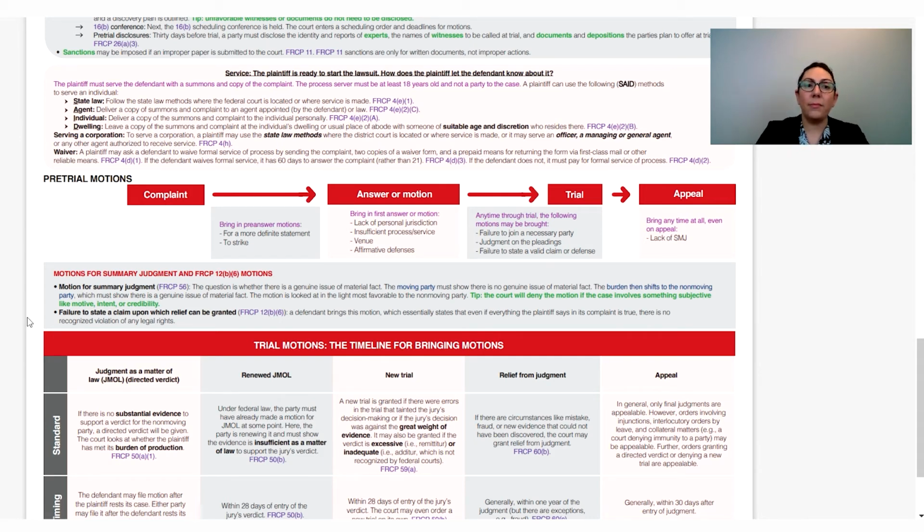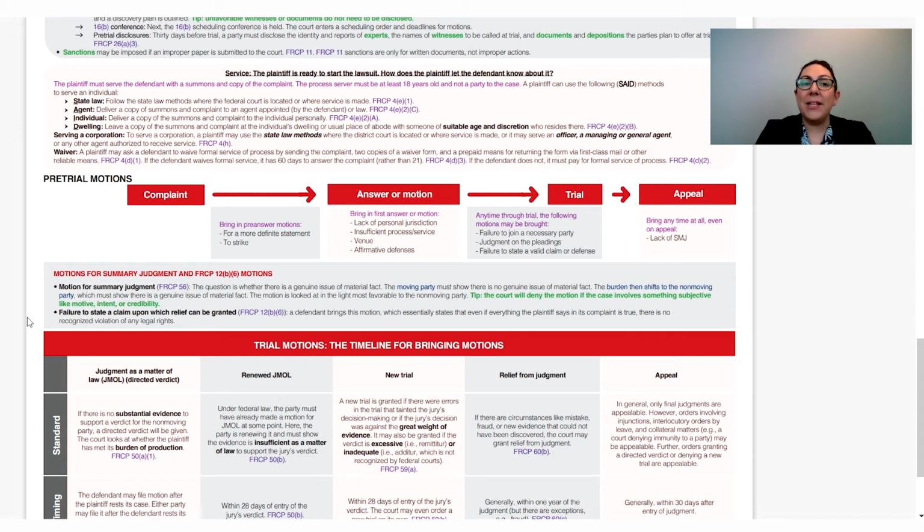A motion for summary judgment is appropriate if the party filing the motion can show that there's no genuine issue of material fact. In other words, there's nothing for the jury to decide. All of the facts are incredibly clear based on the evidence we have. So when that's the case, you're asking the judge to issue judgment in your favor when you file this motion.